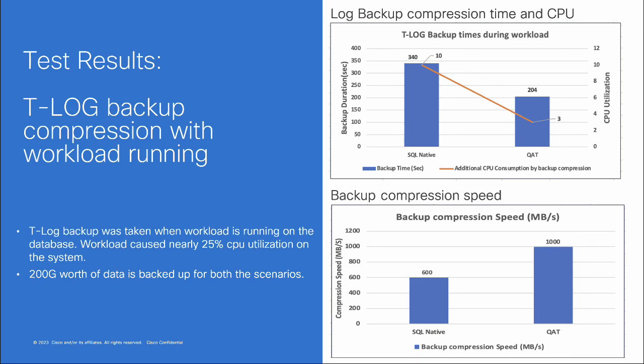This slide shows the backup compression performance for the transactional log backup use case with workload running on the database. As you see, T-log backup with SQL native compression took 340 seconds, while Intel QAT took only 204 seconds, which is nearly 1.6 times faster than SQL Server native compression. The CPU overhead with QAT compression is around 3%, while for SQL native compression it is 10%. Also, the bottom graph shows the speed with which the Intel QAT and SQL native do compression.